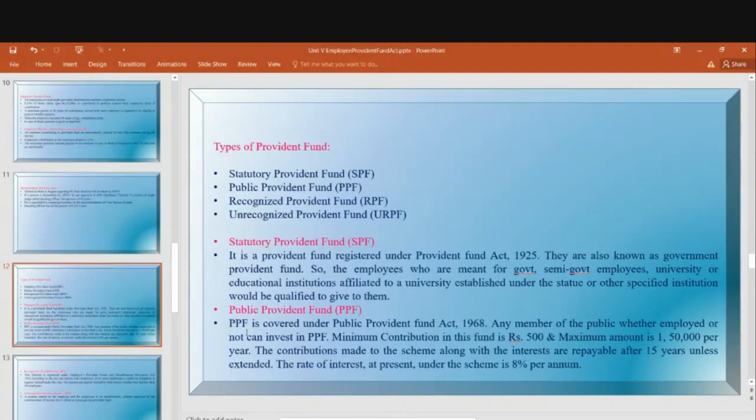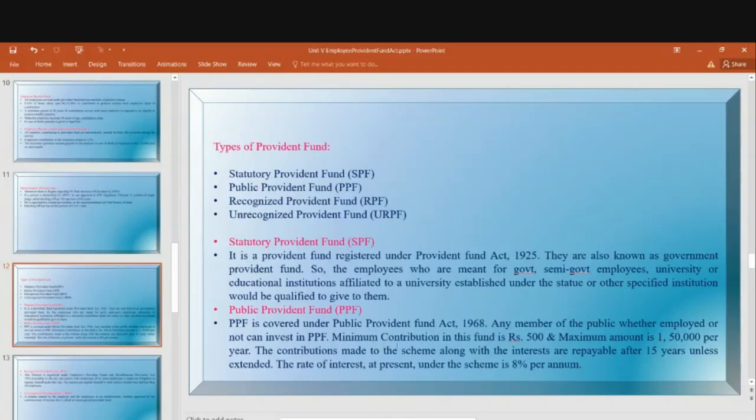The next one is the Public Provident Fund, which is PPF. This is covered under the Public Provident Fund Act 1968, whereas the statutory fund is covered under the Provident Fund Act 1925. Here any member of the public, whether employed or not, can invest in PPF.